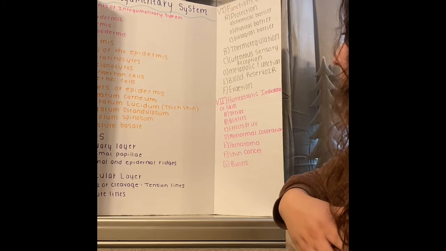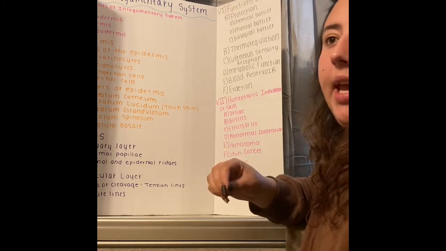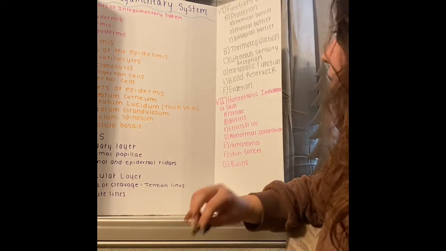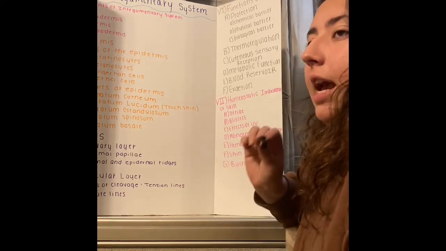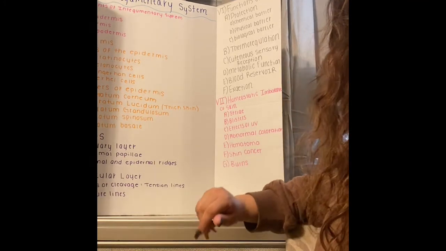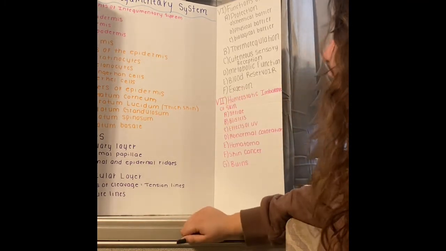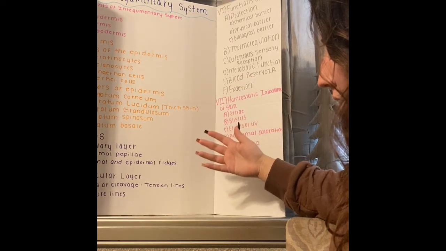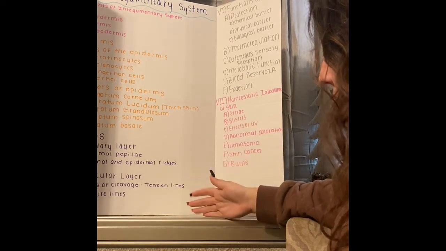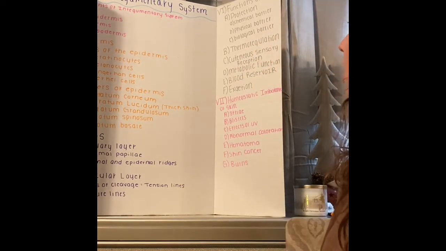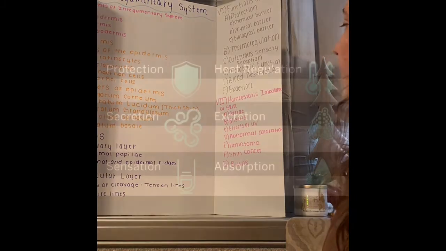We have our metabolic function, which is where in our skin vitamin D is actually activated. We have our blood reservoir, which is actually 5% of blood is in our skin. We have excretion, which excretes ammonia and urea onto our skin. And that's pretty much the functions that we have.